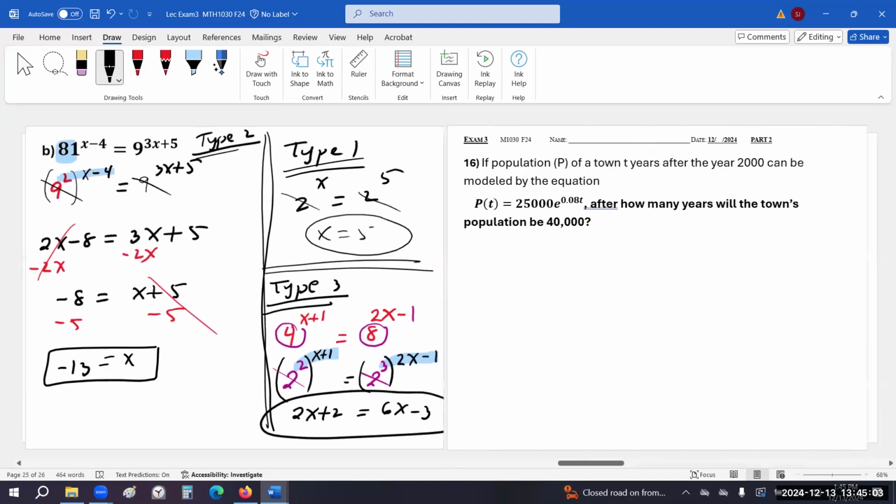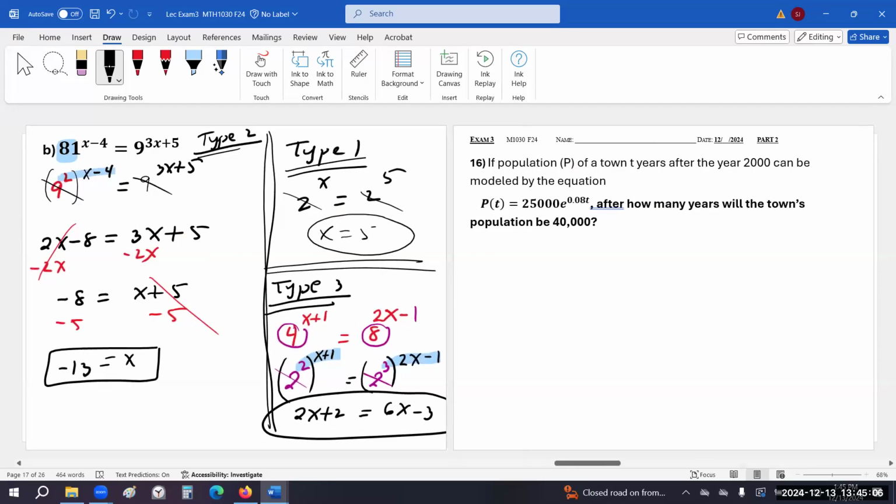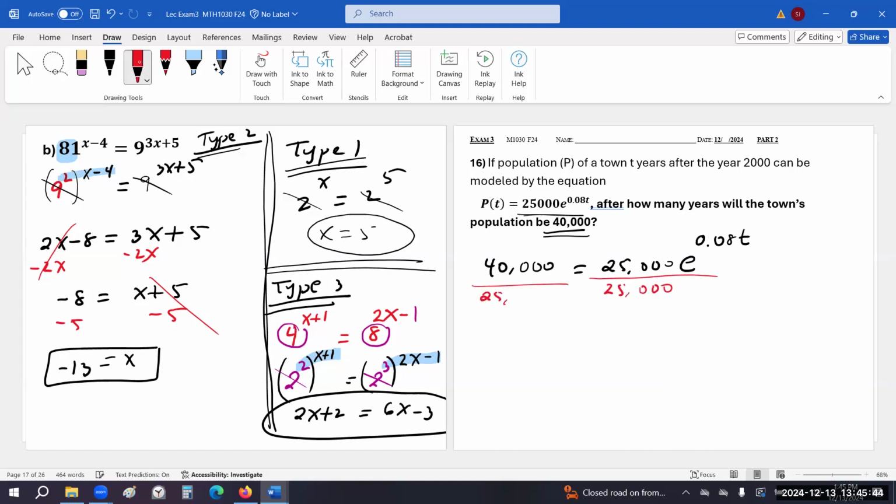Okay, so now we are going back to another population question. For a population question, it's almost the same. Whatever is given, we set that equal to the right side. So we have 40,000 given for the population. So we set 40,000 equals 25,000 e to the 0.08 t. Same rule applies. We cannot apply ln until our e is alone. So we divide by 25,000.